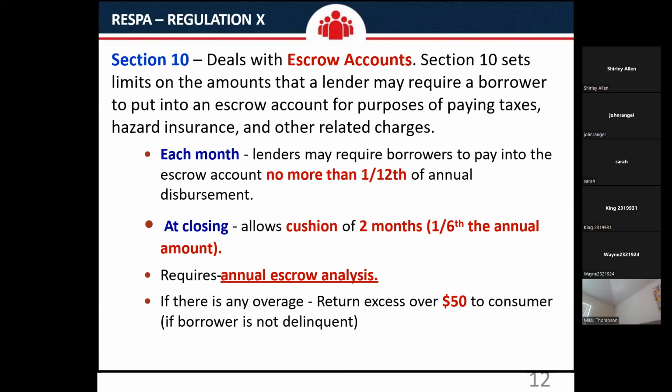It requires an annual escrow analysis. Remember, the question will say, how often is an annual escrow analysis conducted? Some people said they didn't get that. It says, how often is an annual escrow analysis conducted? That should have given you a hint, that word annual. And the answer is once a year. If there is any overage of more than $50, you have to return it to the consumer unless the consumer is delinquent.